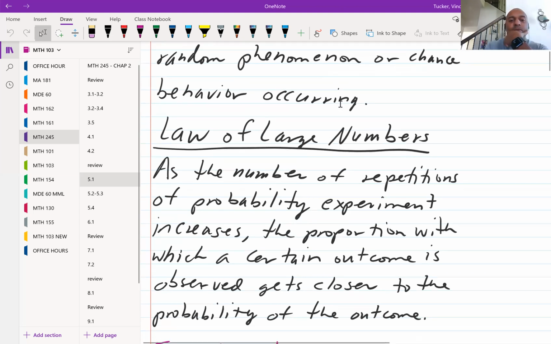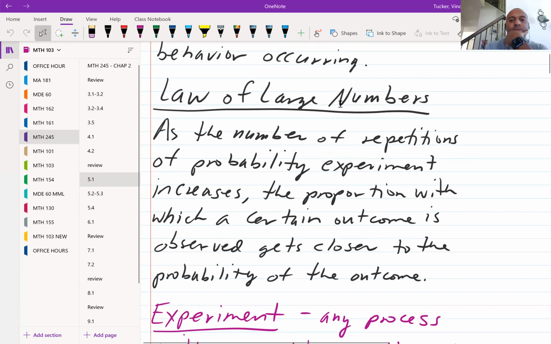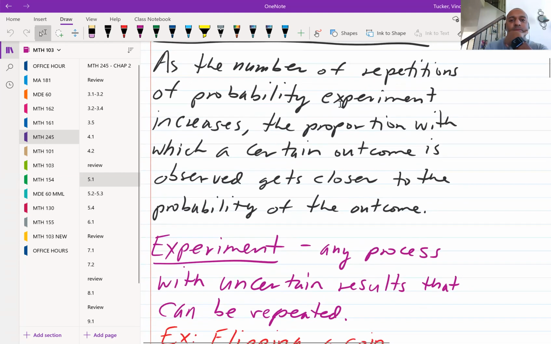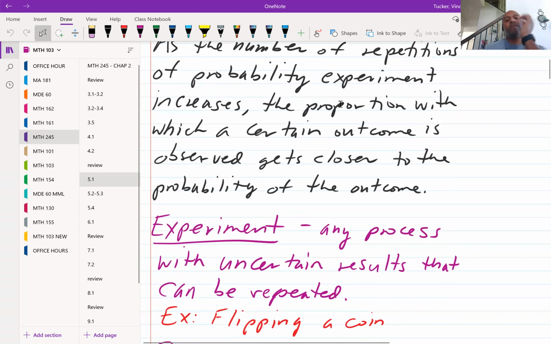All right, now scroll up. All right, so that takes us into an experiment. An experiment is just any process with uncertain results that can be repeated. So a light example of an experiment is just flipping a coin.